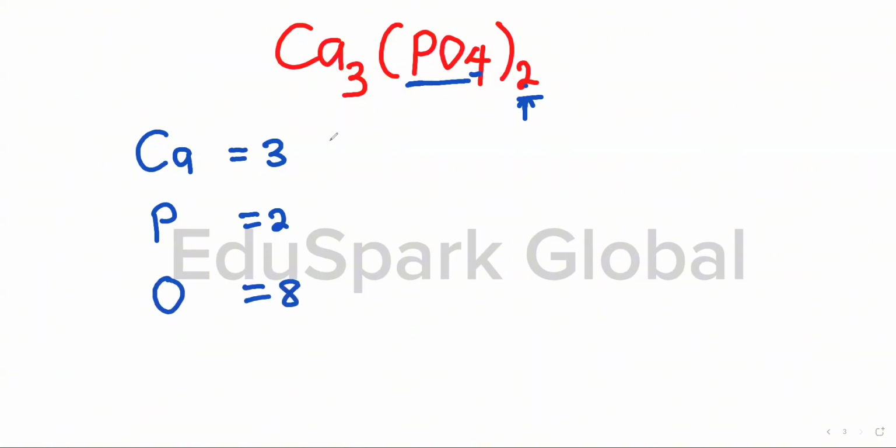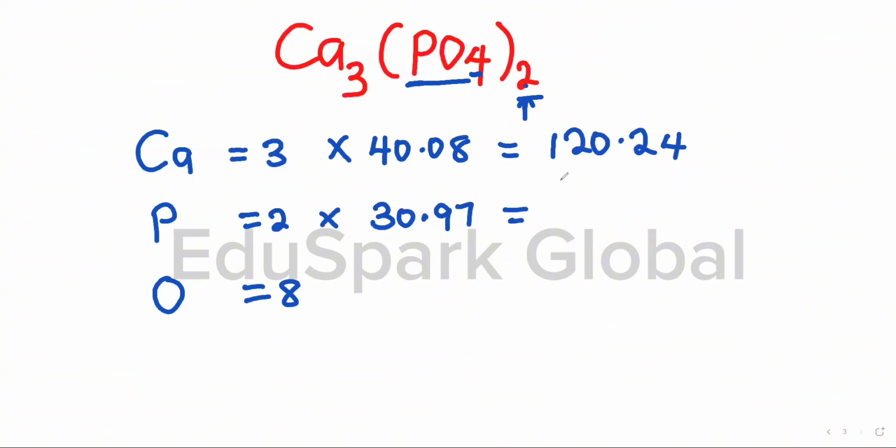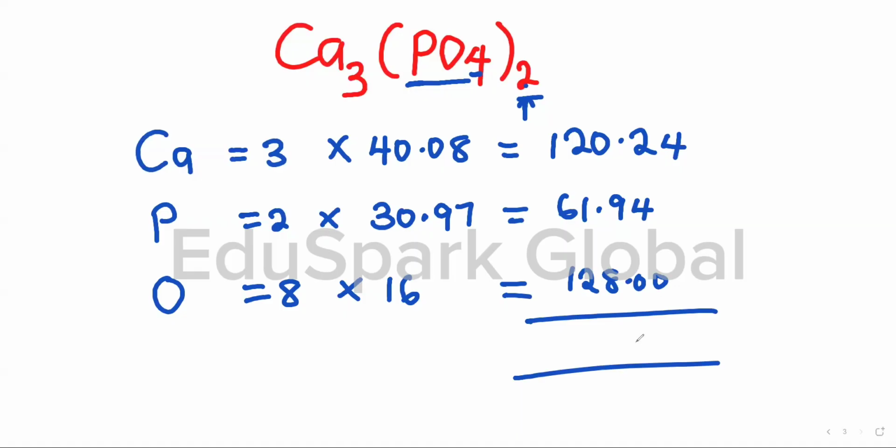So we would multiply by the atomic masses in the periodic table. So 3 times 40.08, that will give us 120.24. Phosphorus, 2 times 30.97, that gives us 61.94. Then oxygen, 8 times 16, will give us 128. Now we add them all up. 120.24 plus 61.94 plus 128 gives me 310.18 grams per mole. And that's the molar mass.